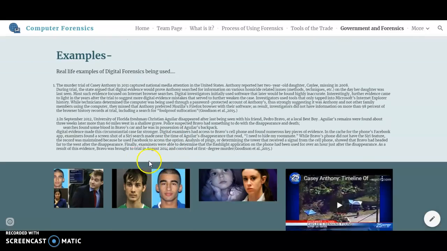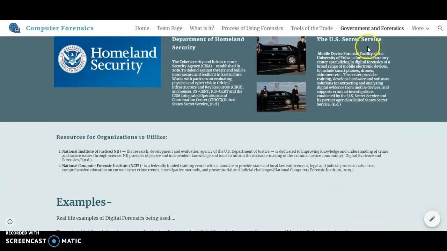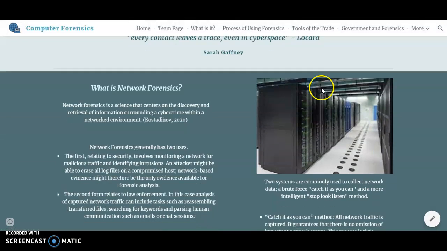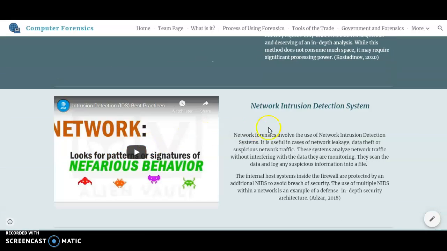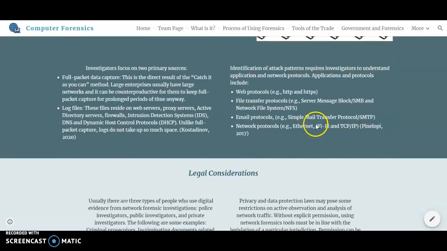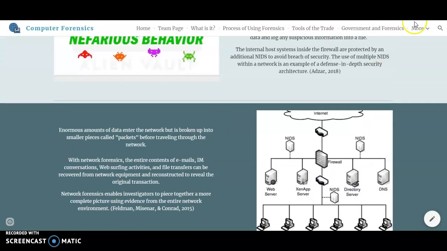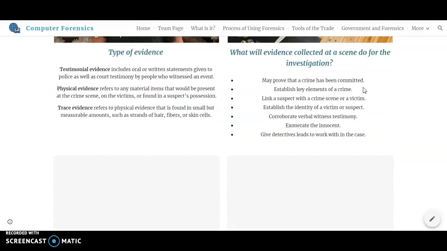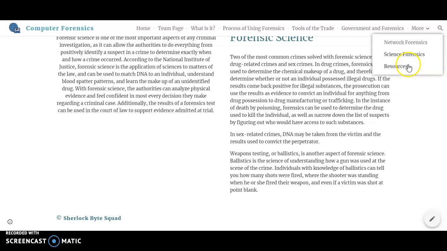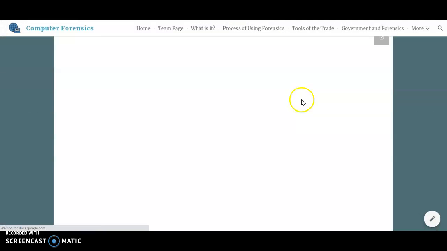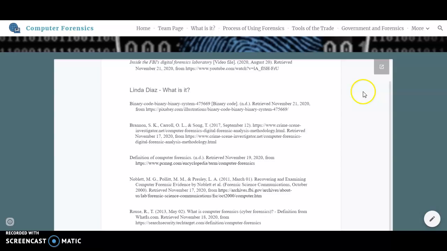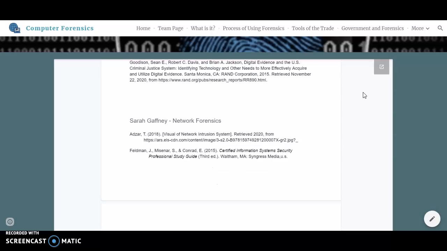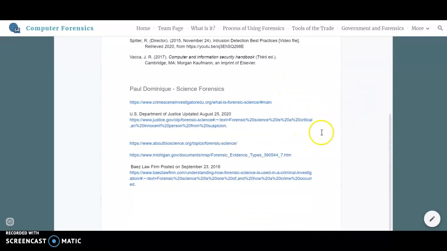She actually outlines some real life examples, and has a video of the Casey Anthony case, which everybody's familiar with. Network forensics is Sarah's page, and she goes into some information on network forensics and the legal considerations. We have the science of forensics, which is Paul's page, so he's still working on some of his. And then our resources page, which is the very end, and we have all of our references on here for each and every page, and everybody's portion in there.